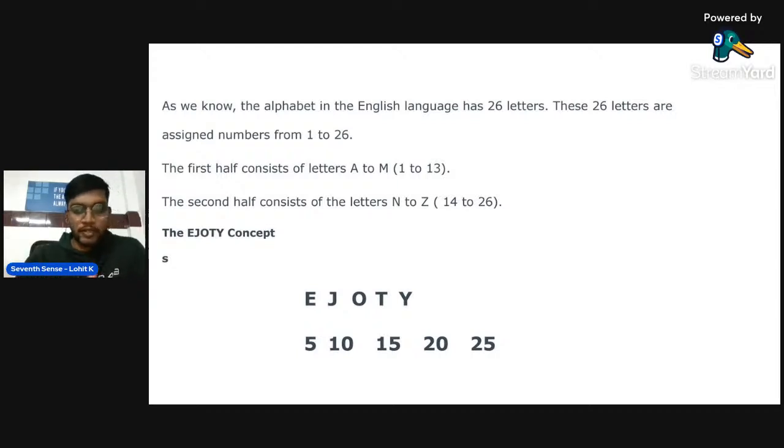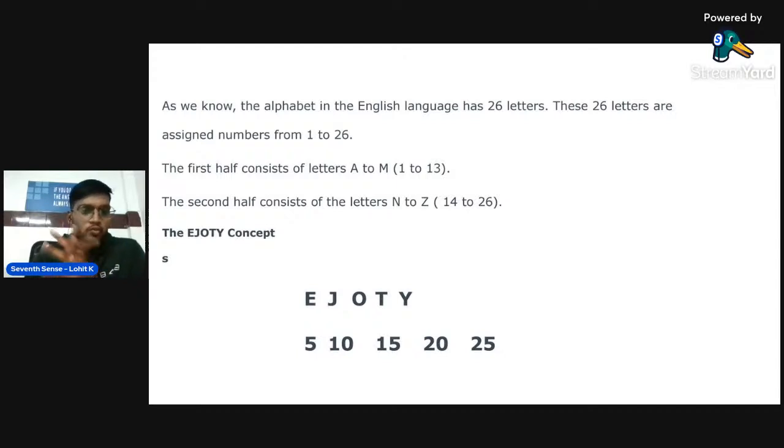The original number of Q, you already told me, is 17, right? So what could be the reverse number of Q? 10, okay. 16, okay. 10, okay. The answer is 10 here.